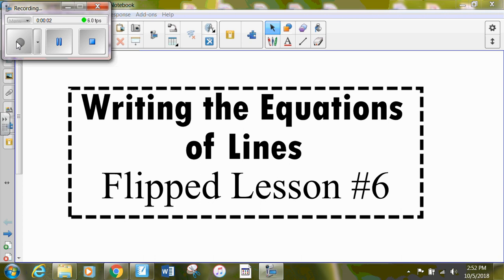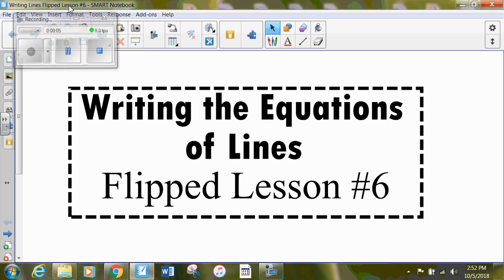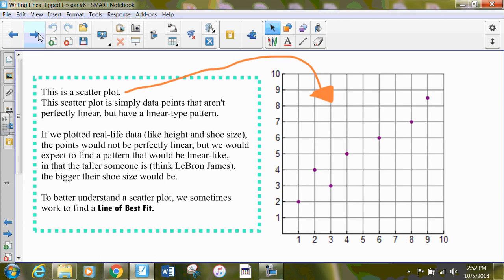Okay, here we go. Writing the equations of lines, flipped lesson number 6. In this lesson, we're going to be looking at scatter plots.